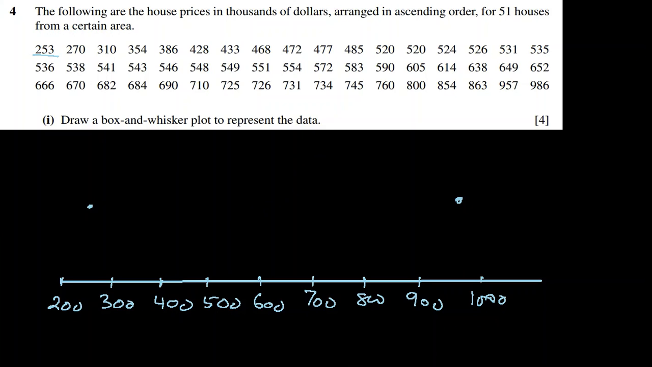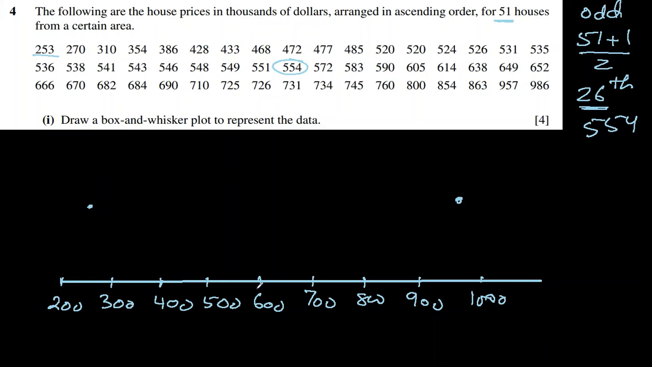Now we need a median. We have a total of 51 houses, which is an odd number. Whenever we have an odd number, add 1 and divide by 2 to get the position of the median. 51 plus 1 is 52, divided by 2 is 26. The 26th number in this list will be the median. So let me count 1, 2, 3, 4, 5, 6, 7, 8, 9, 10, 11, 12, 13, 14, 15, 16, 17, 18, 19, 20, 21, 22, 23, 24, 25, 26. 554 is the median.